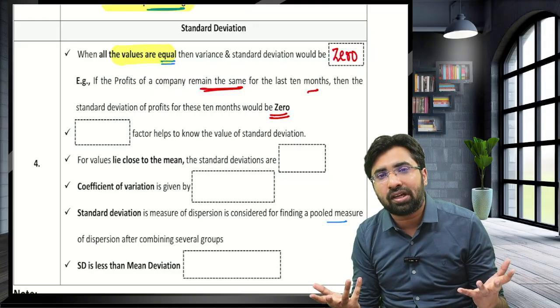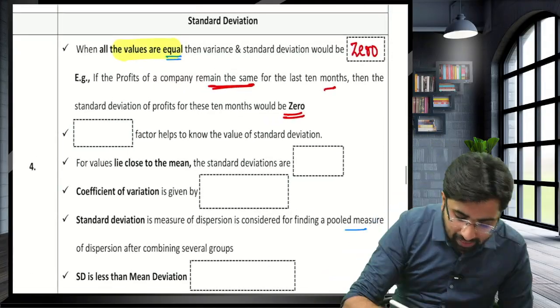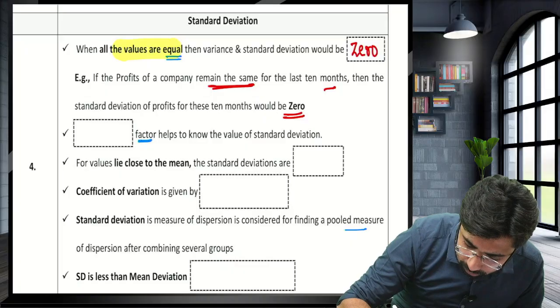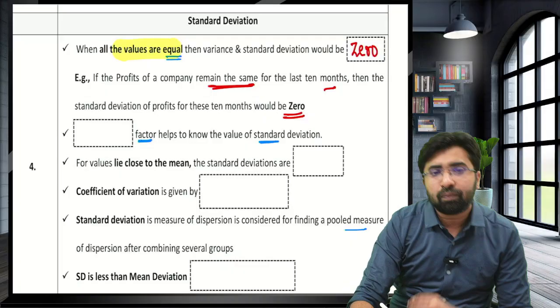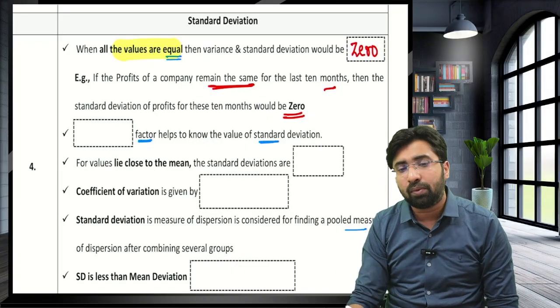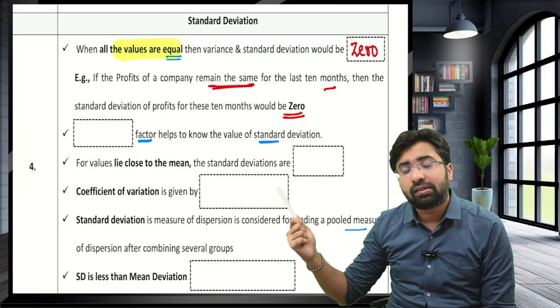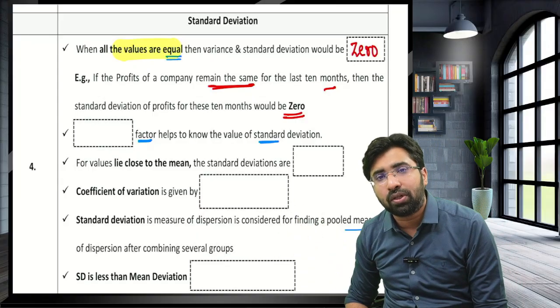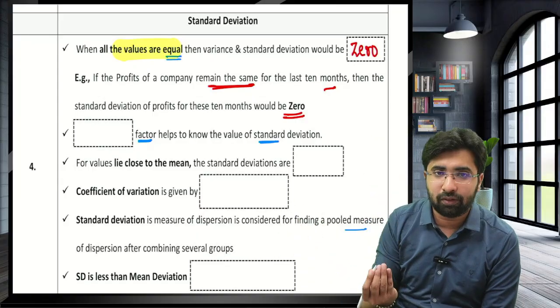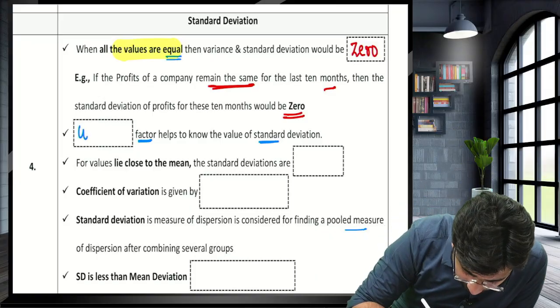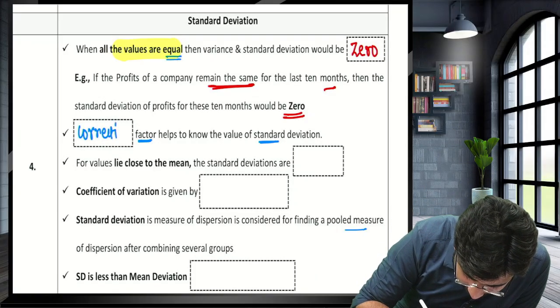What is Bessel's correction? They will not ask. The question will be that this factor helps us to know the standard deviation of a sample. So it is Bessel's correction factor, but in your exam, they will use only the words correction factor.